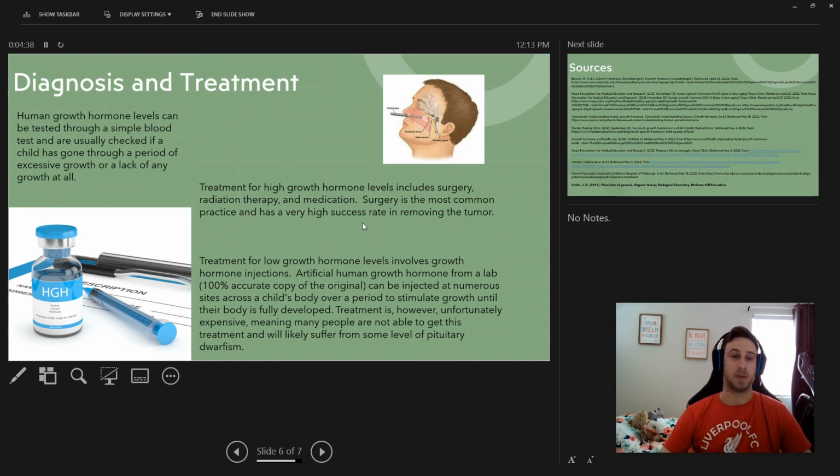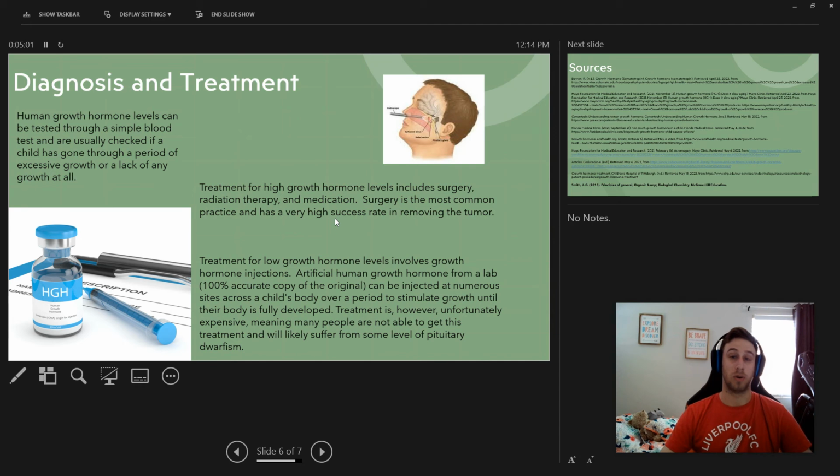As for treatment, for high levels of growth hormone, typically you're going to have to go for surgery. It is most commonly caused by a tumor on the pituitary gland that is causing it to continually produce growth hormone, and it has a very high success rate for removing that tumor.